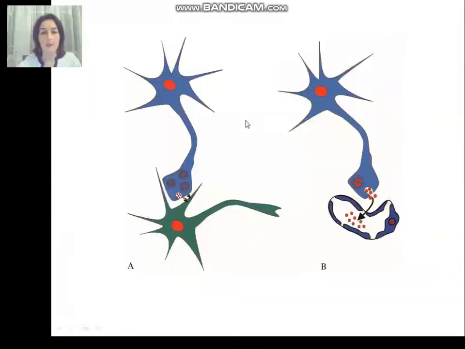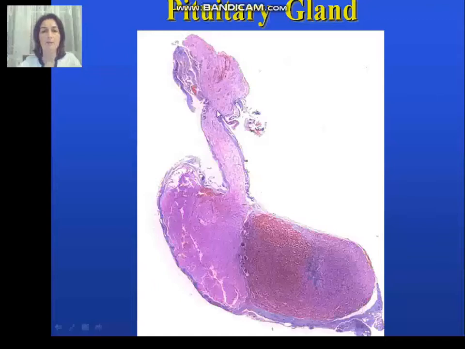Then we are coming to the pituitary gland. The pituitary gland is the hypophysis. It has two portions: adenohypophysis and neurohypophysis. Here we are looking at the hypothalamus. We know that the hypothalamus and hypophysis are connected with each other via a stalk.